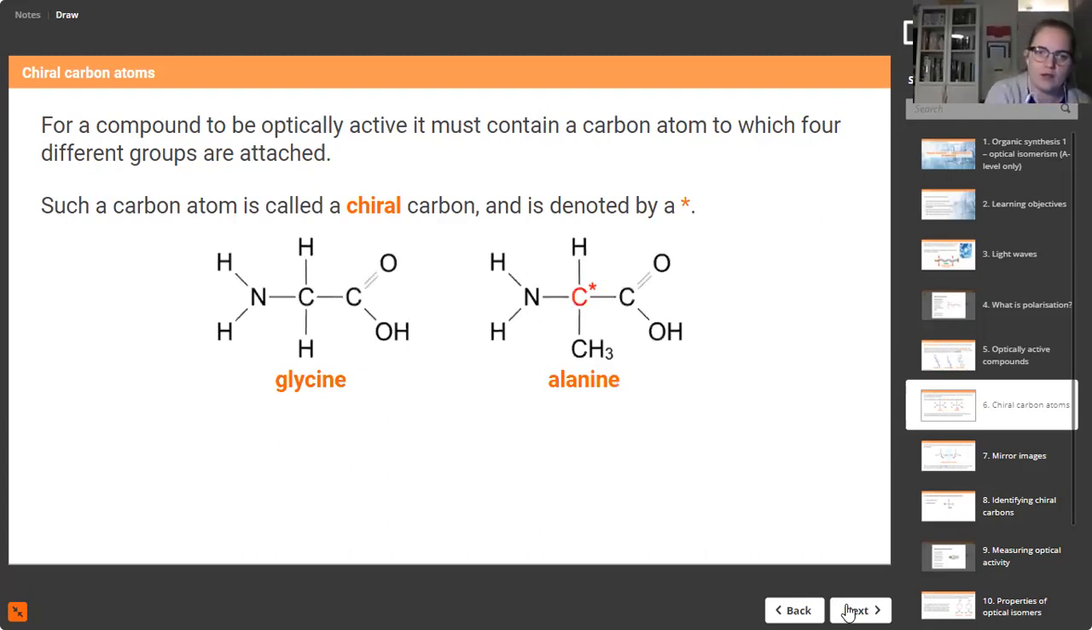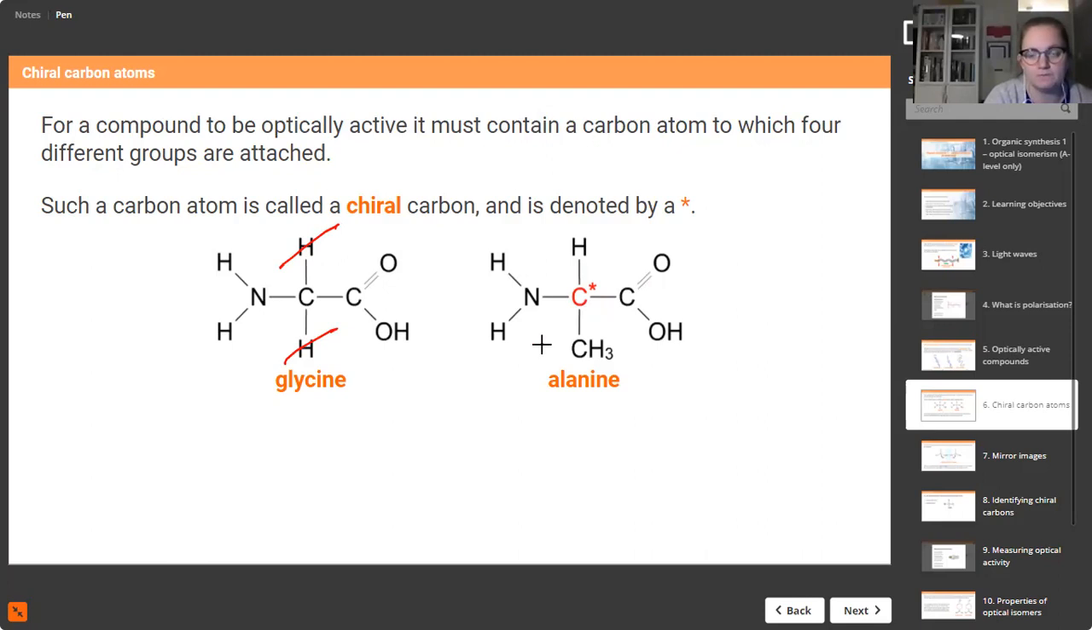So let's have a quick look here. So glycine isn't a chiral compound, but alanine has a chiral carbon. So the reason for this is glycine doesn't have 4 different groups attached to this carbon. So if we look at this carbon here, it's got hydrogen and hydrogen. So that's why it can't be chiral. If we looked at this carbon here, again, it hasn't got 4 different groups attached. It's only got 3 groups, so that carbon can't be a chiral carbon either.